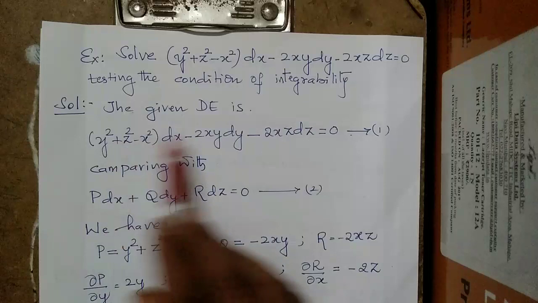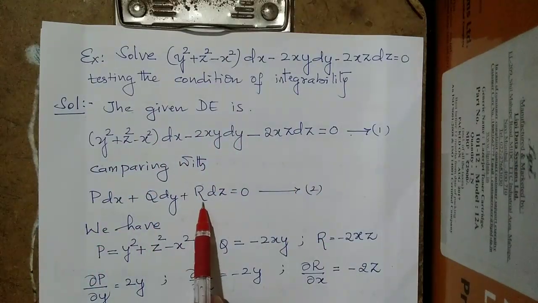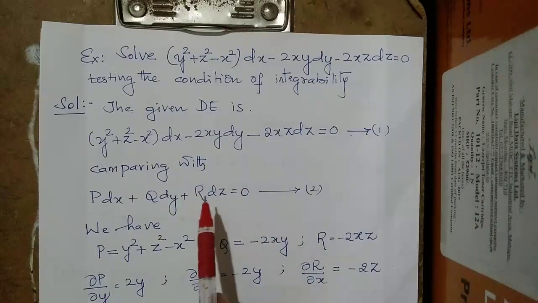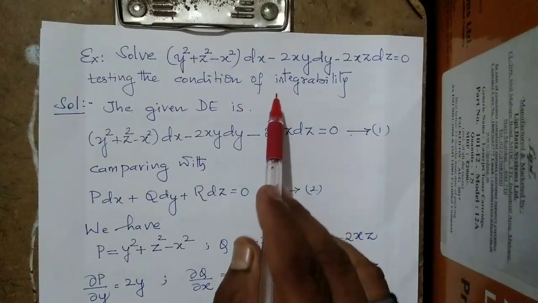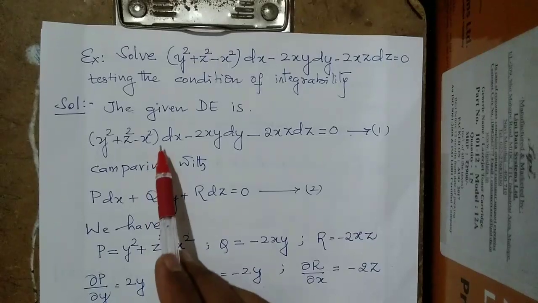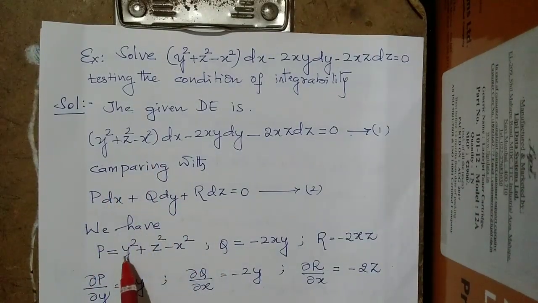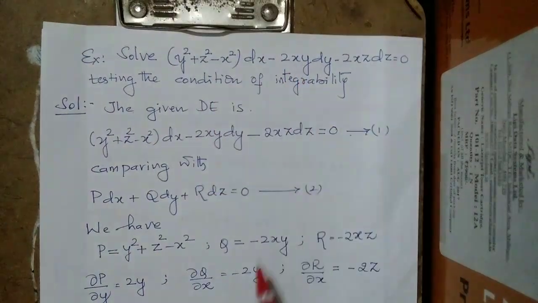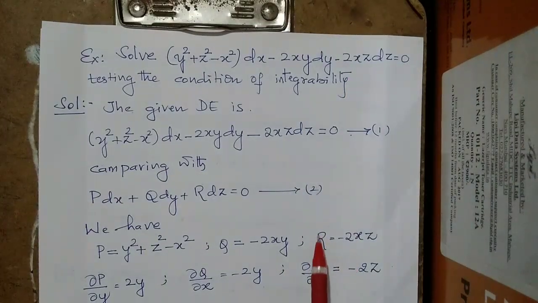Then compare this given differential equation with P dx plus Q dy plus R dz equals 0. I am first checking the condition of integrability, because we are asked to check it. That's why we compare this equation with the standard differential equation. So P is equal to y square plus z square minus x square, Q is equal to minus 2xy, and R is equal to minus 2xz.